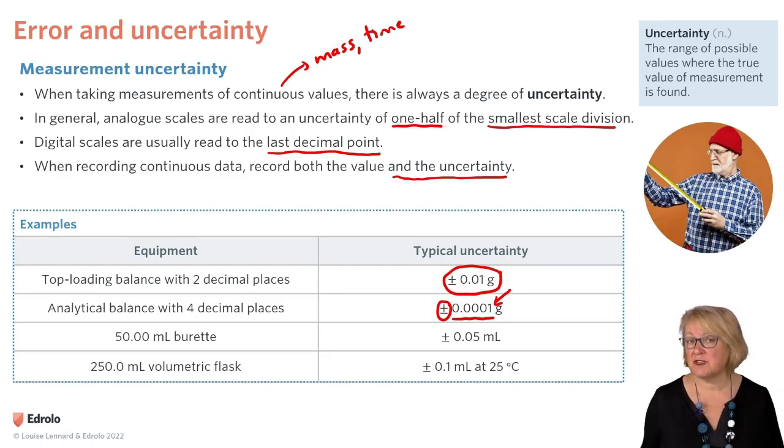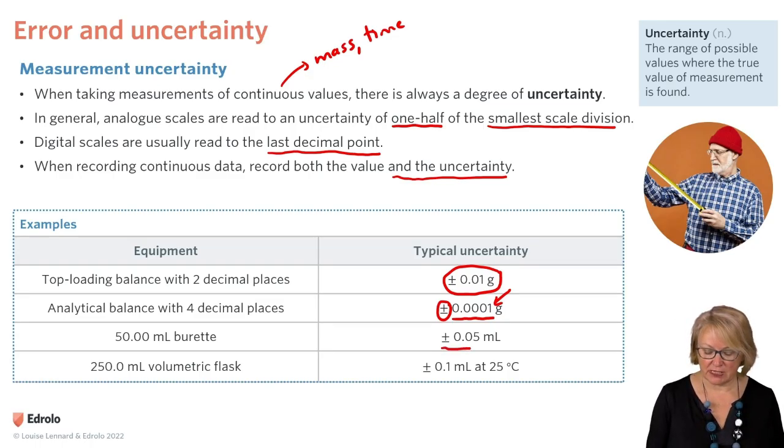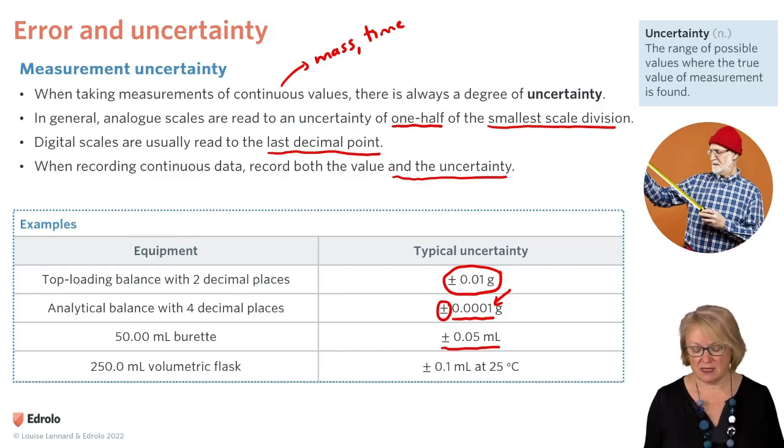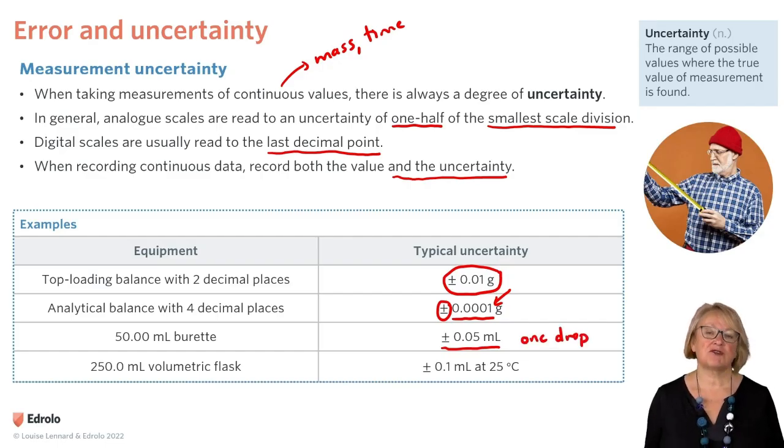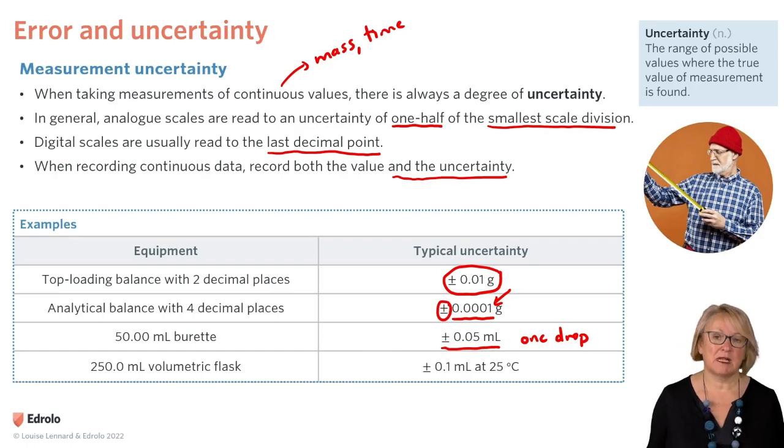If we're using a 50 ml burette, we can generally read that to plus or minus 0.05 ml, which is 1 drop of solution. And if we have a 250.0 millilitre volumetric flask, its uncertainty, I should say, is plus or minus 0.1 ml at 25 degrees Celsius. So the uncertainty is a range of possible values where the true measurement could be found.